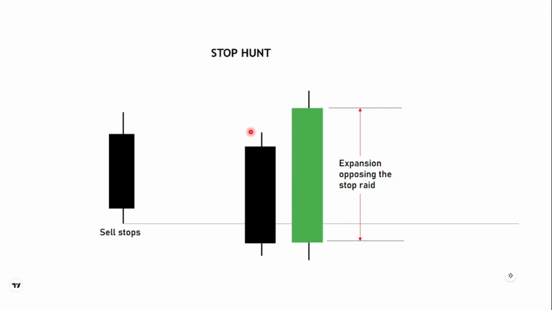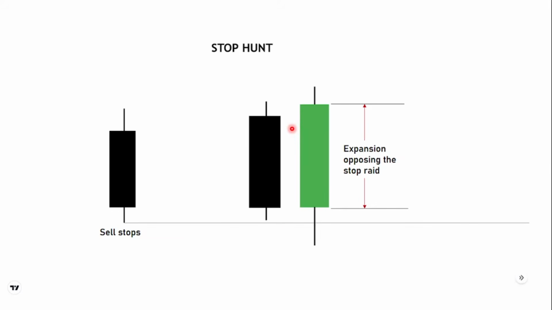Now price could close below the low and then just expand higher, right? That is still a stop hunt. And the next thing price could do is just wick below the low for the sell stops, and then expand higher. Alright, this will be a stop hunt of a low.